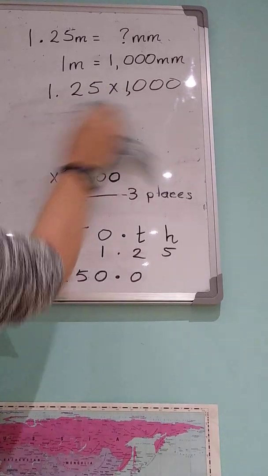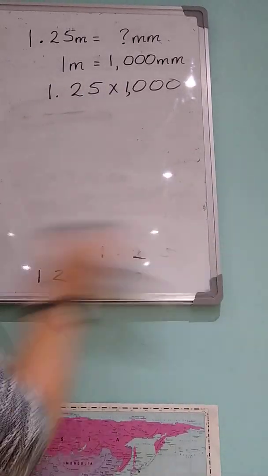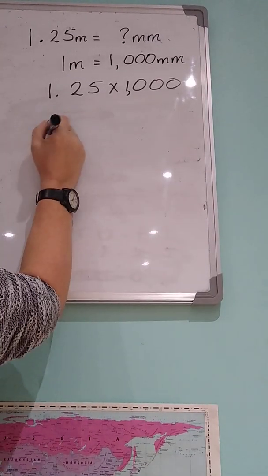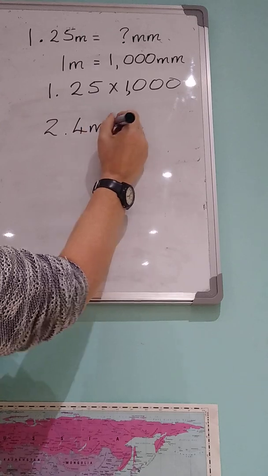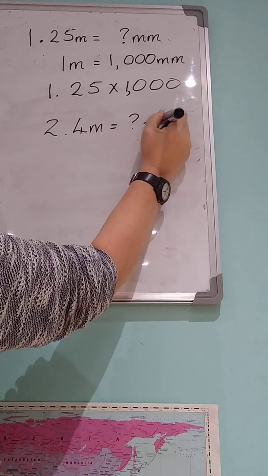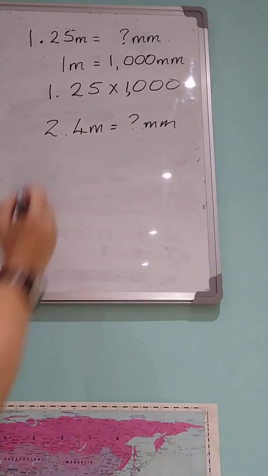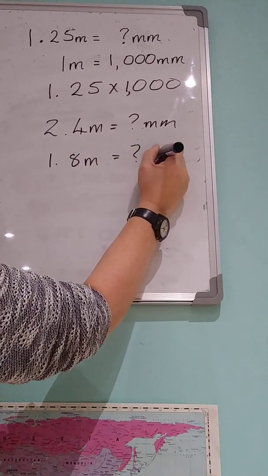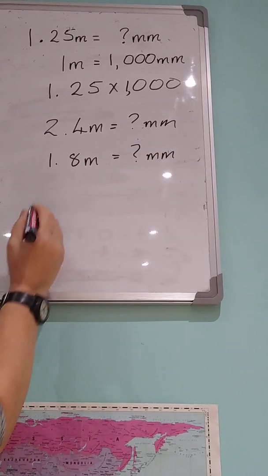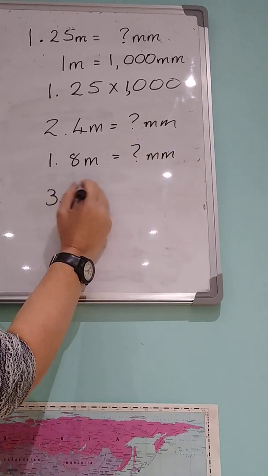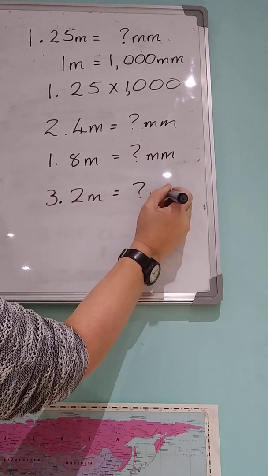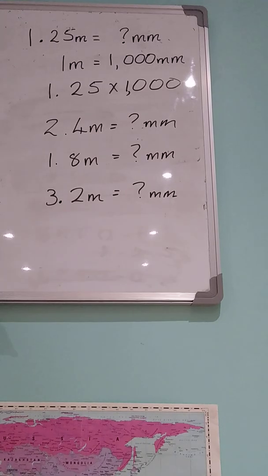You can try some other examples yourself at home. I could write a few up here for you actually. Look at this, 2.4 metres. How many millimetres? 1.8 metres. How many millimetres? And 3.2 metres equals how many millimetres? Pause the video again and try those ones, and then we'll come up with answers for you.